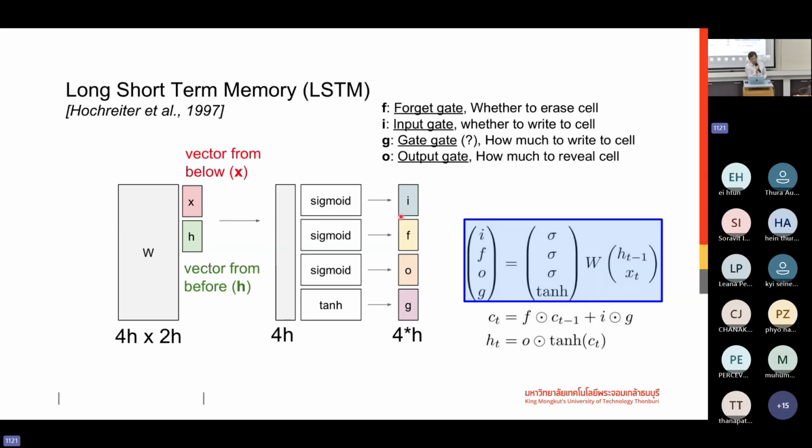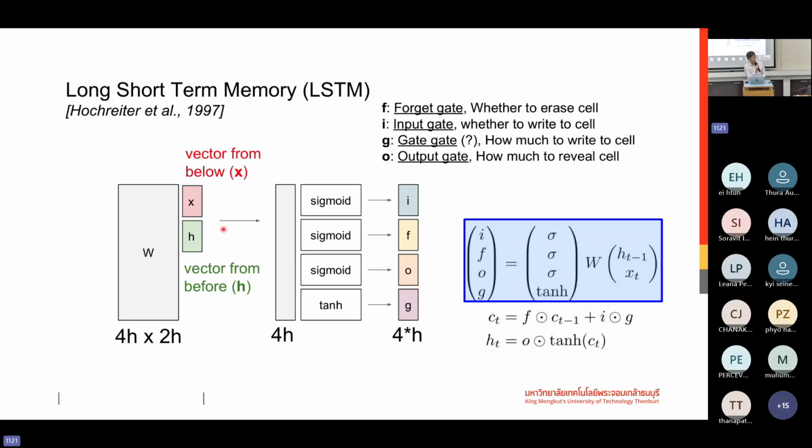Well, FIGO, right? Forget gate. The forget gate will learn whether you want to forget the cell or not, to erase the memory. Or think of it as whether you want to skip the multiplication at that state and go to the next one or not. That's the forget gate. The input gate determines whether you want to write to the cell or not, and how much to write to the cell, and the output gate is how much you want to reveal.